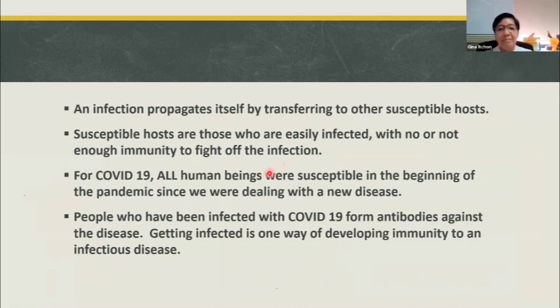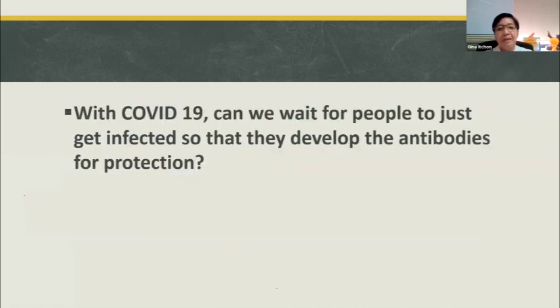last year, no? People who have been infected with COVID-19 form antibodies against the disease. And getting infected is one way of developing immunity to an infectious disease. So one year ago, we did not know that there would be vaccines that were going to be developed. So the only way really that you had hope of developing antibodies is when you get the disease itself, no? And it was very tempting to think this, no?